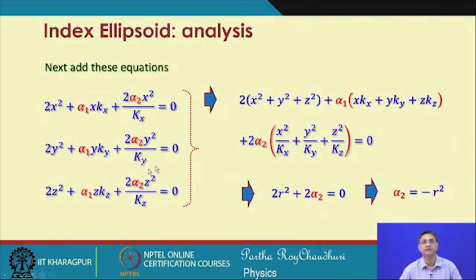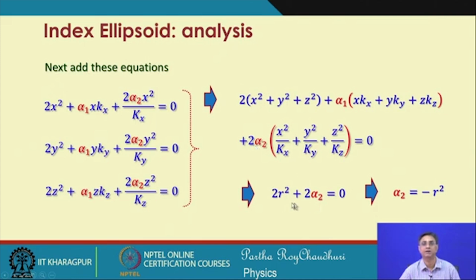So, as a result, when you add these equations, 2 into x square plus y square plus z square, which is equal to r square. So, 2 r square plus alpha 1 times the bracket containing x k x, y k y, z k z, but this is equal to 0. This quantity is equal to 0, because this is the condition, the equation of the plane which is perpendicular to the direction of propagation but intersecting the ellipsoid, and this is the equation of the ellipsoid. So, the value of this quantity is equal to 1 and the value of this quantity is equal to 0. Knowing that, we can write that 2 r square is equal to 2 alpha 1 into 1.